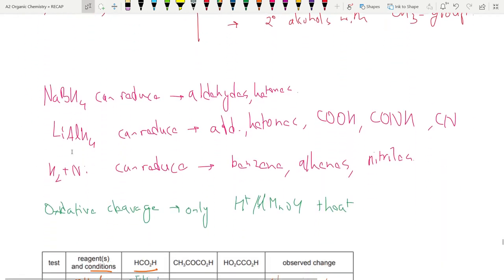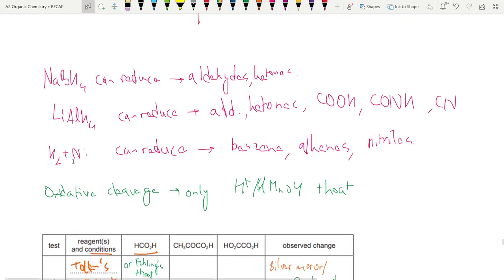Okay, now you also need this. NaBH4 can only reduce aldehydes and ketones. So LiAlH4 is just NaBH4 on steroids. LiAlH4 can reduce aldehydes and ketones as well, and extra: nitriles to form amines, amides to form amines, and carboxylic acids to form primary alcohols. Hydrogen and nickel can reduce alkenes, benzene to form cycloalkanes, and nitriles to form amines.